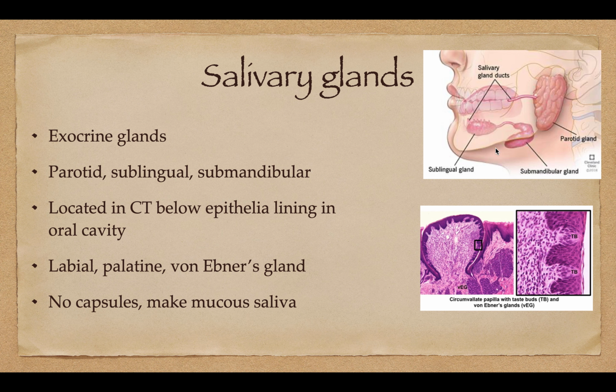And here is the circumvallate papilla with the von Ebner's glands. If you recall, the glands secrete a serous solution to wash the taste buds to prime them for the next gustatory sensation. So these salivary glands don't have any capsule. All they do is make the saliva.